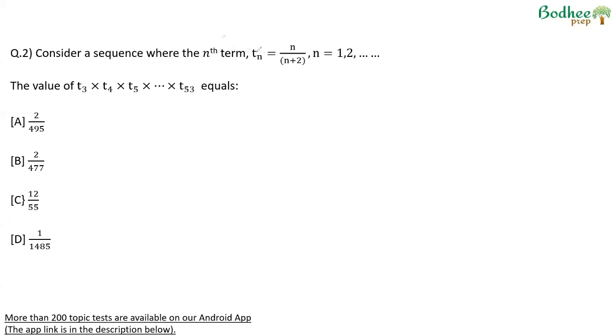Consider the sequence where the nth term Tn is n upon n plus 2. n can take values of 1, 2, 3, 4 and so on. We have to find the value of T3 into T4 into T5 up to T53.